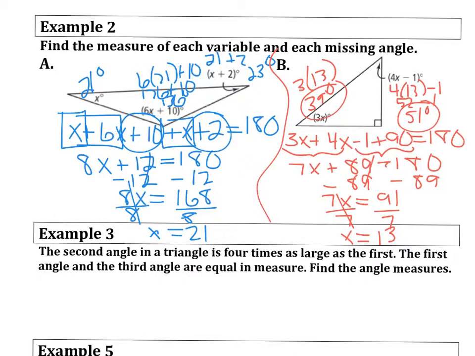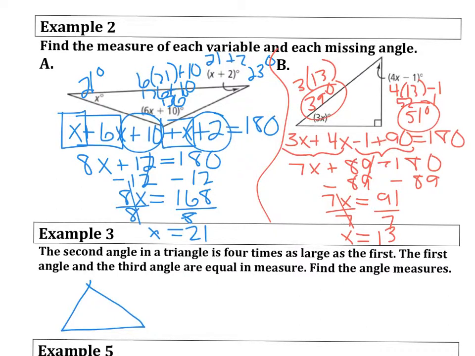Okay, in the next one, it says the second angle in a triangle is 4 times as large as the first. The first angle and third angle are equal in measure. Find the angle measures. So I'm going to draw a little fake triangle. You don't have to do this. We don't know anything about it other than these descriptions.